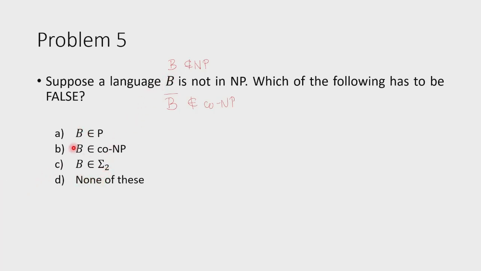No, no. So the answer is the first thing, right? Which has to be false. The earlier question was which has to be true. This question is which has to be false. It's B, P in NP, right? Because P is contained in NP.